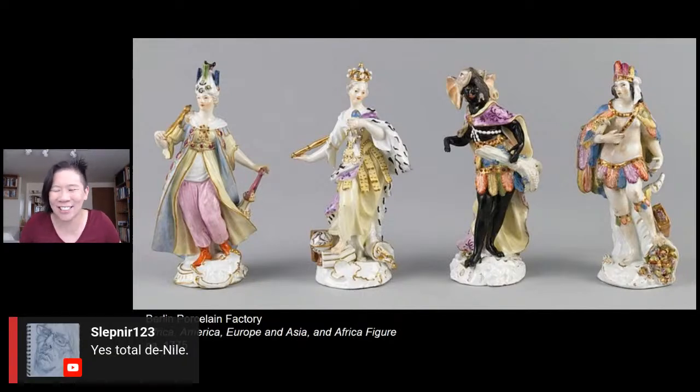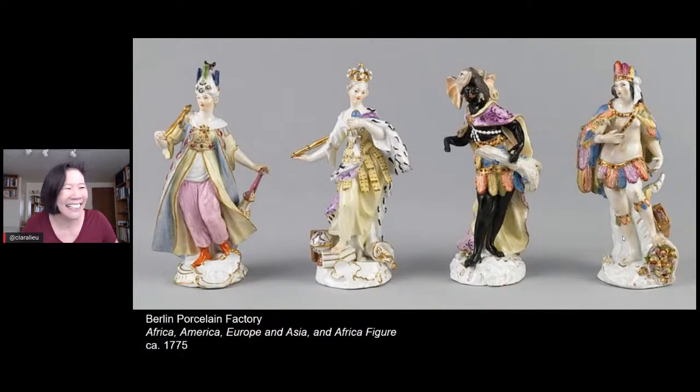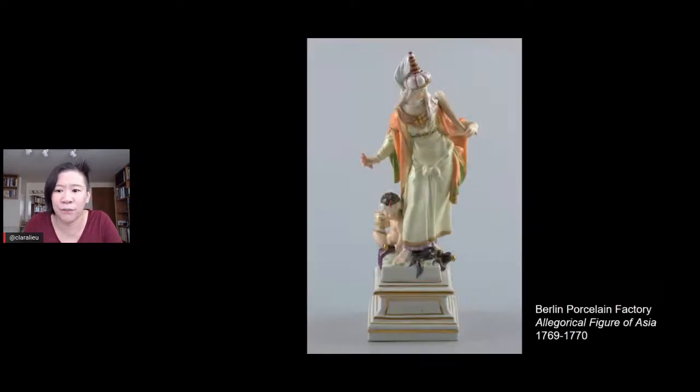Slepnir says, yes, total denial. Wonderful. All right, so this is from the Berlin porcelain factory, and it's fun to just go in and pick apart, well, why did they make these choices? I mean, these are not nice. The one of the Africa figure is really not cool, but it's interesting to review some of these.